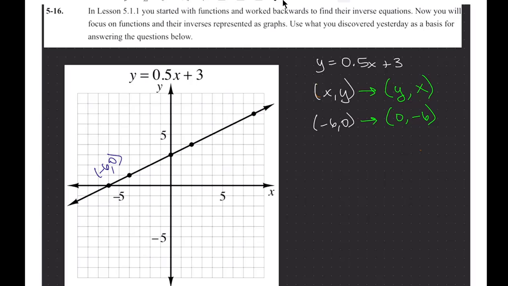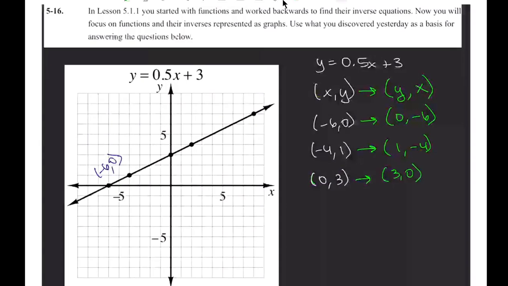So let's try that for some more points. Let's go with this one. So that point would be negative, what, 1, 2, 3, 4, positive 1: -4, 1. And if I wanted to find the inverse of -4, 1, I would get the point 1, -4. Good job. Now let's try this guy. X is going to be 0. Y is going to be 3. So that would be the point 0, 3. The inverse would be 3, 0, right?